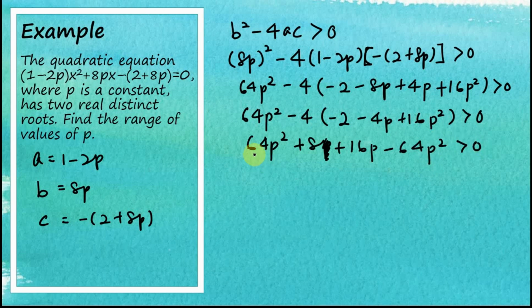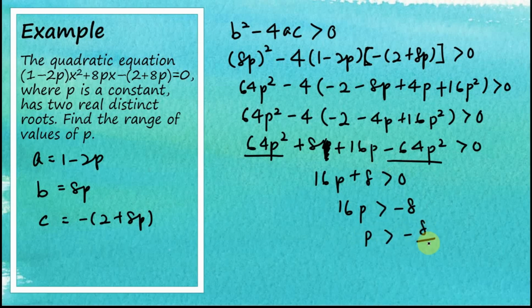Okay, now we have 64p squared, and we have -64p squared. So this becomes 0. So the equation becomes 16p plus 8 greater than 0, and therefore 16p is greater than -8, p is greater than -8 over 16, and therefore p is greater than -1 over 2. So this is the range of values of p.